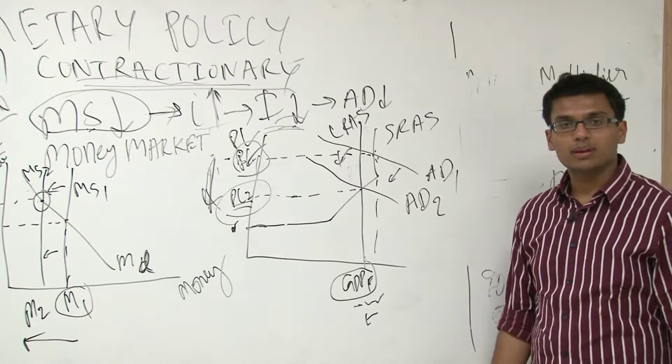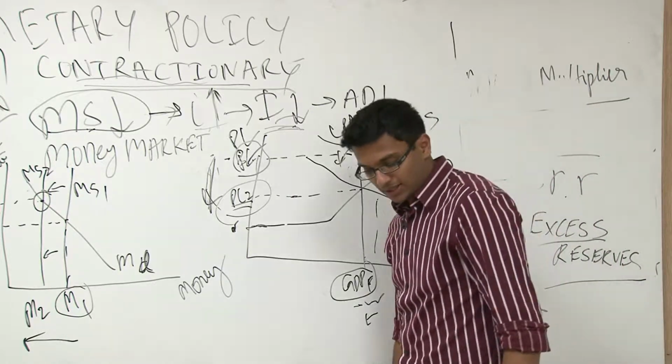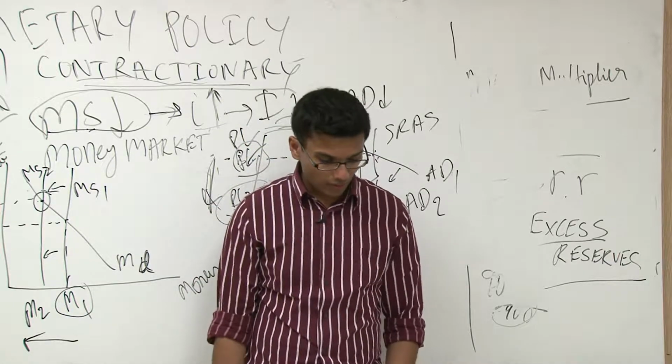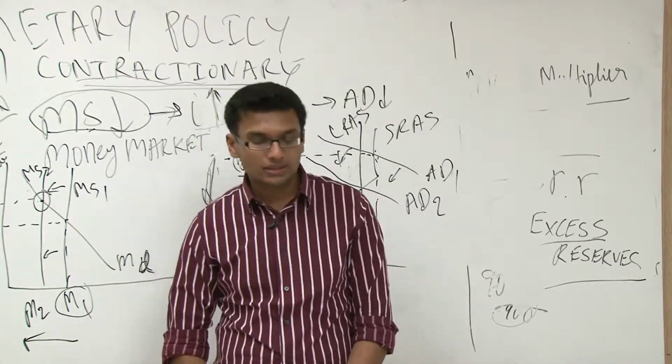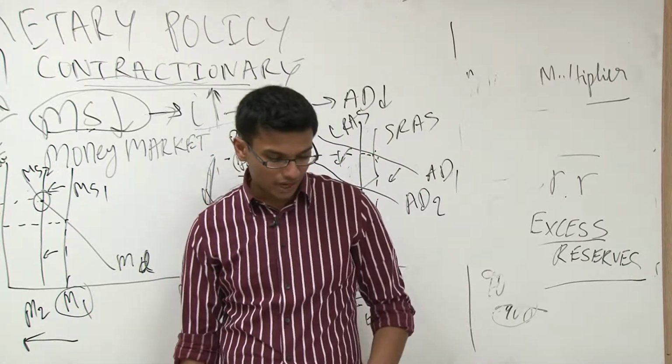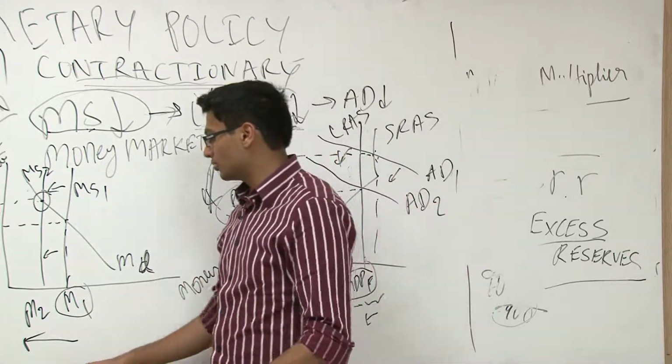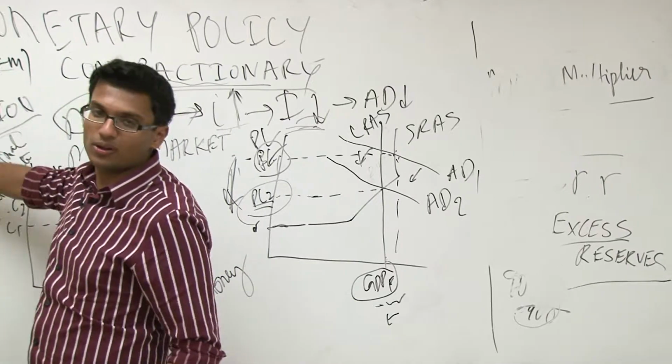A lot of stuff going on, but I hope you guys understand it, okay? So we've gone over two things. We went over expansionary monetary policy in the last class. This class we've gone over contractionary monetary policy. All right, so let's try to come to a conclusion with this monetary policy deal, okay?